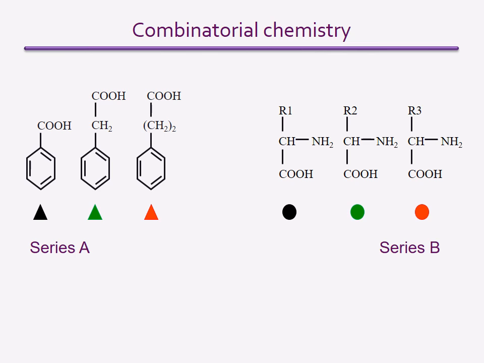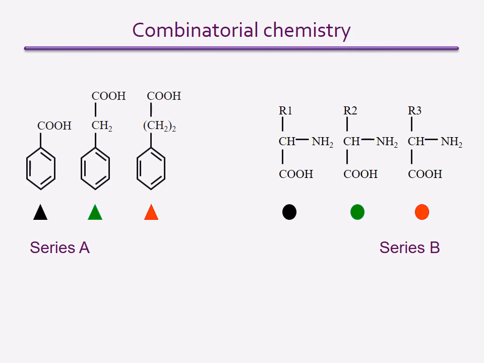It starts with two series of simple structures, which are reacted together to form more complex structures. We shall denote the starting structures as Series A and Series B. In this example, Series A is based on a benzene ring with a carboxylic acid group attached. There are three members of the series here, each with a different number of methylene groups separating the benzene ring from the carboxylate group. The black triangle represents the structure with no methylene groups. The green triangle is with one methylene group, and the red triangle with two methylene groups.